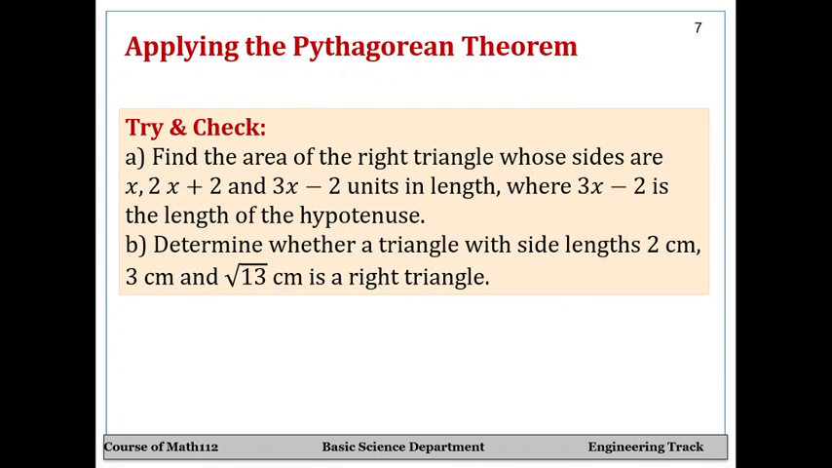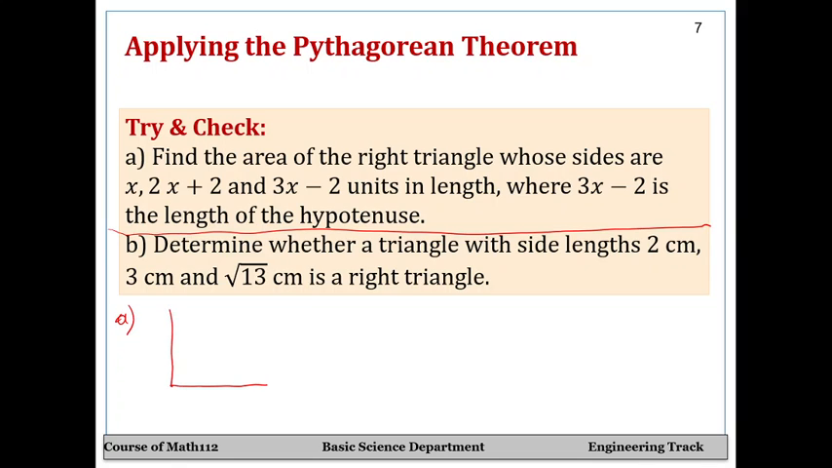Okay, in this try and check exercise, we have the same type of questions. Please stop the video and try to do it by yourself, and check your solution with mine. Now, A: find the area of the right triangle whose sides are x, 2x plus 2, and 3x minus 2 units in length, where 3x minus 2 is the length of the hypotenuse. So I will do it here.